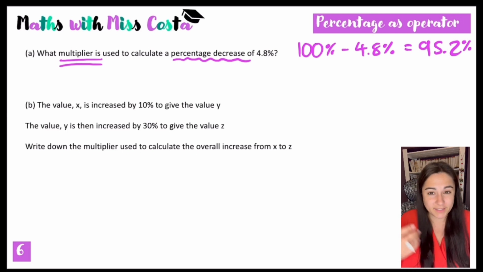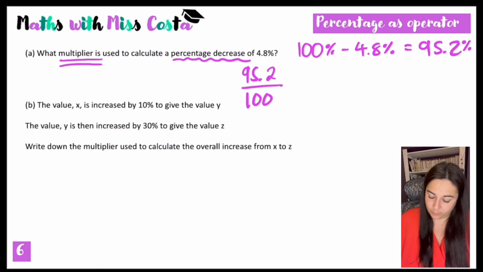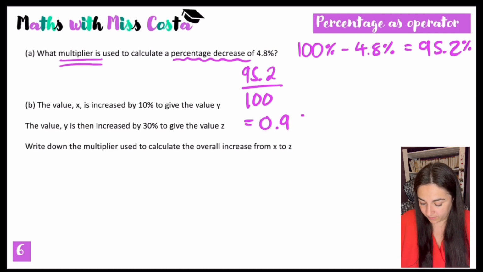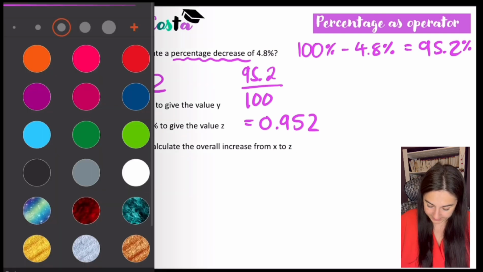Now, how do I turn a percentage into a decimal? And a multiplier is just the decimal form of the percentage. Well, percent means out of 100. So 95.2 out of 100. So 95.2 divided by 100 would be 0.952. So the percentage decrease of 4.8% would be 0.952 as a multiplier.